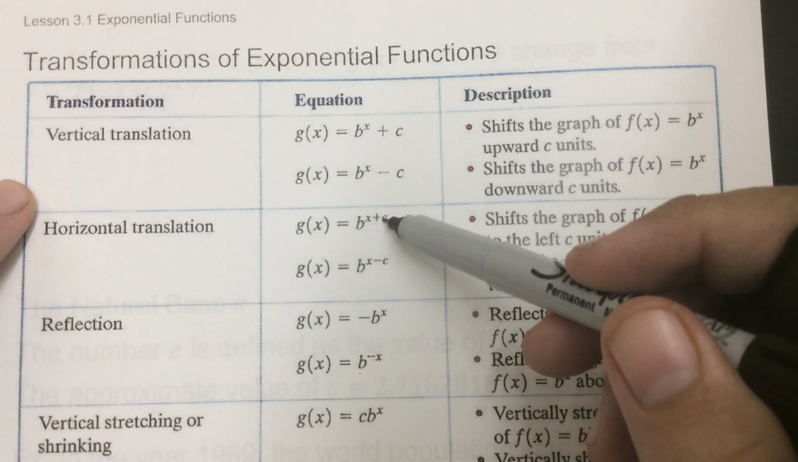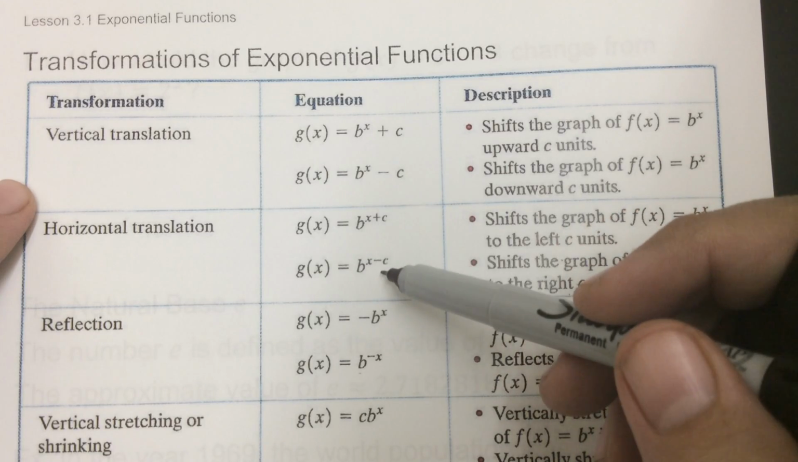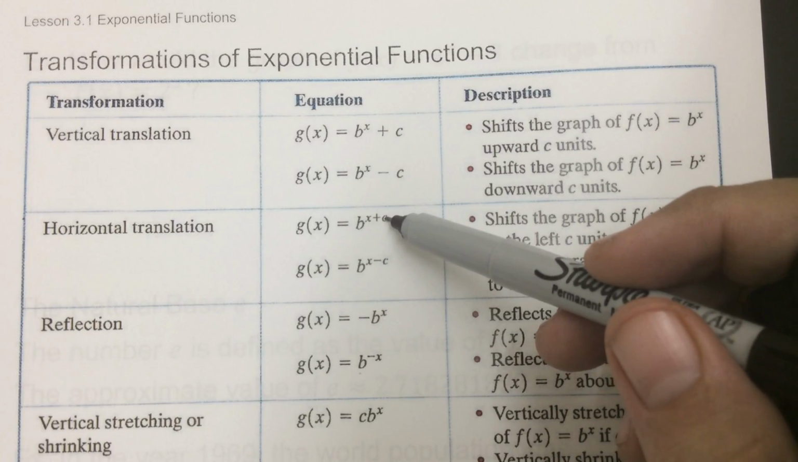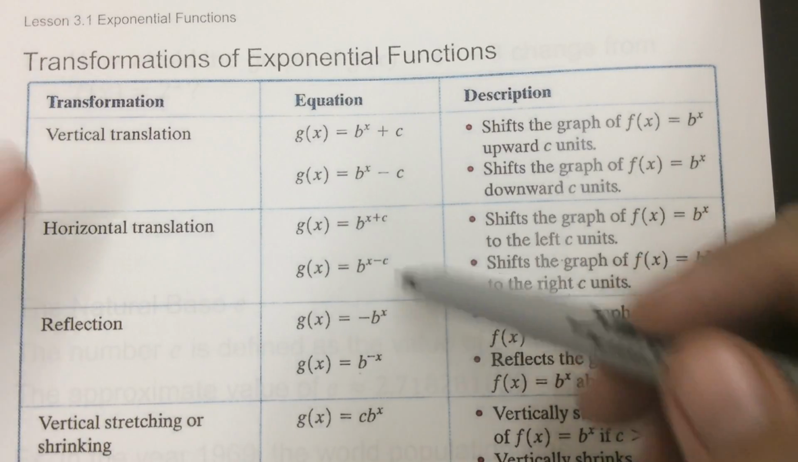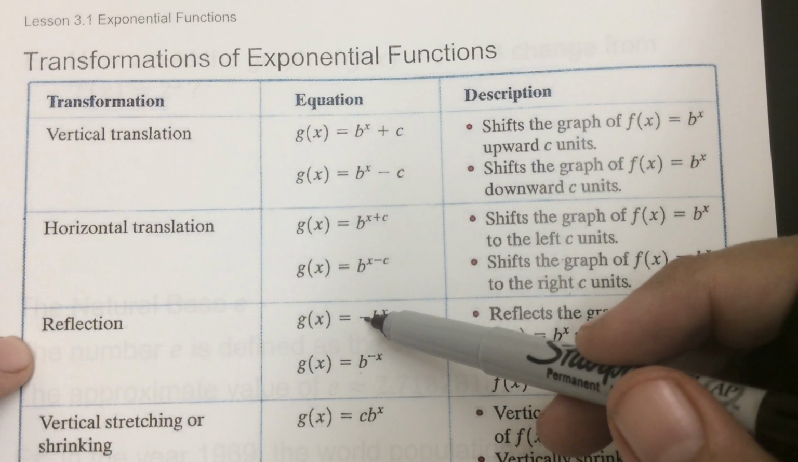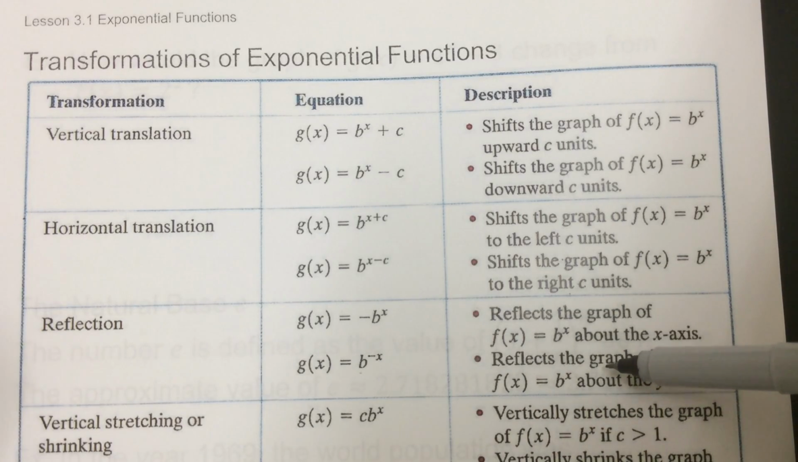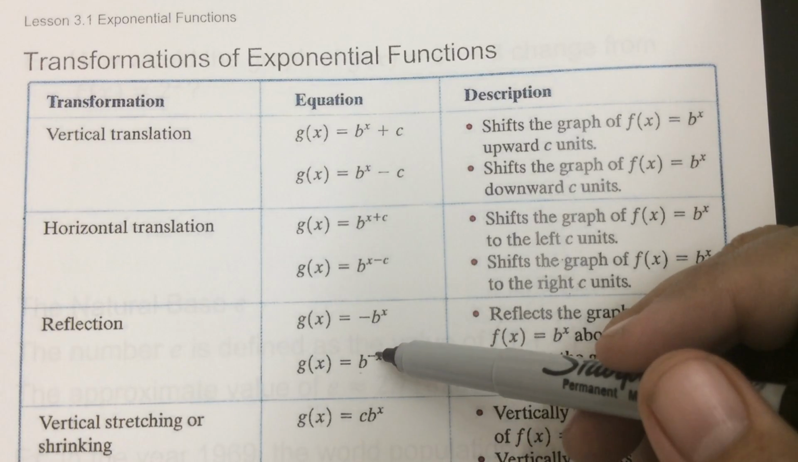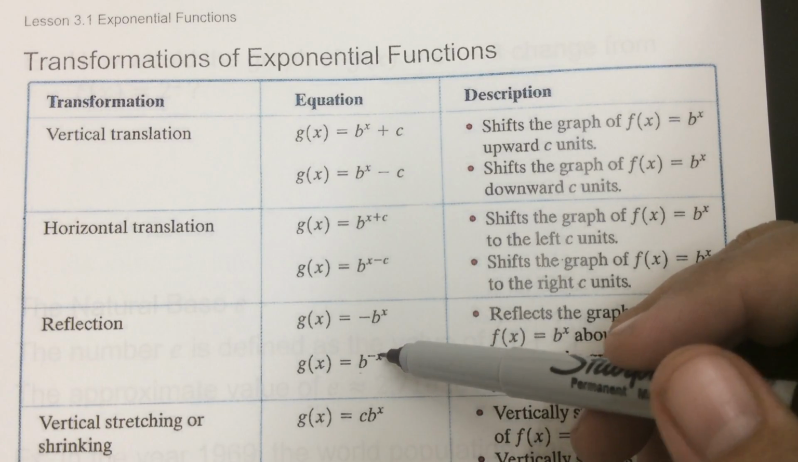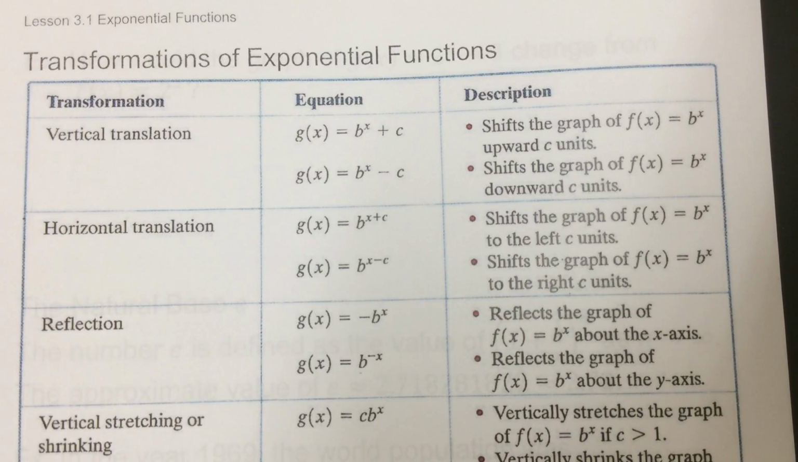If it's inside the exponent that we're adding and subtracting, it's going to shift it left and right, but it's going to be opposite. Positive shifts it left, negative shifts it right. If we have a negative on the front here, we're going to reflect across the x-axis, so it'll flip it down. And if it's in the exponent, it'll flip it left and right, so it'll flip it across the y-axis. And so if it looks like it's increasing, after the negative, it'll look like it's decreasing.